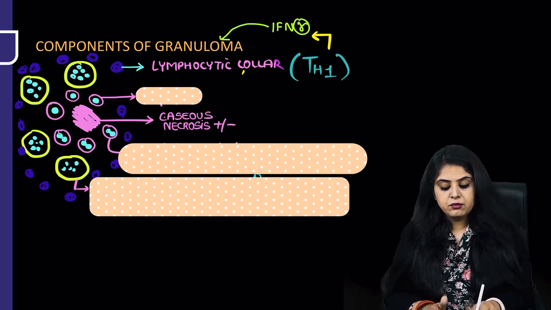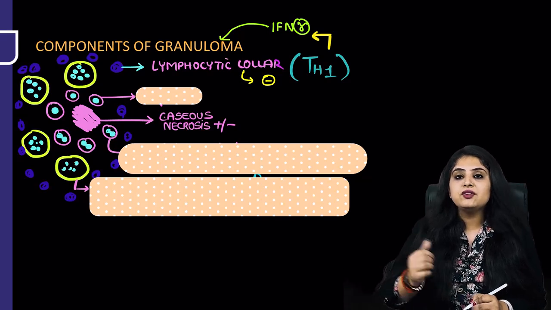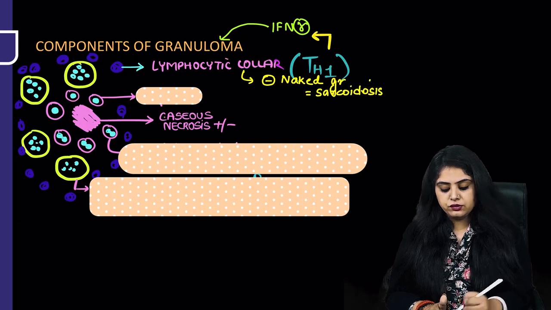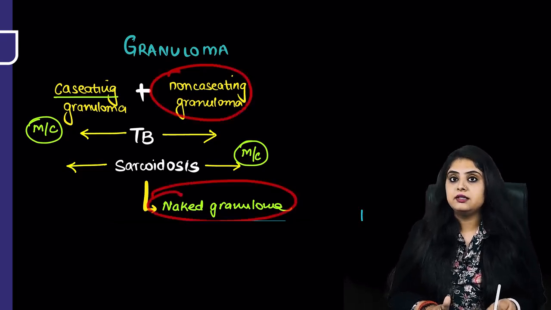And if I end up removing this clothing, then what will happen? Ma'am, the granuloma, if you remove clothes, the granuloma will become naked. So if the lymphocytic collar is absent, now it will be called a naked granuloma, and that is what I see in sarcoidosis. So sarcoidosis shows you two things, a non-caseating granuloma and it shows you a naked granuloma.